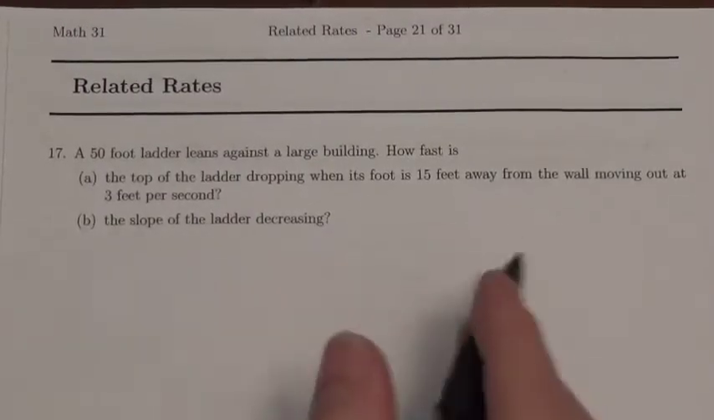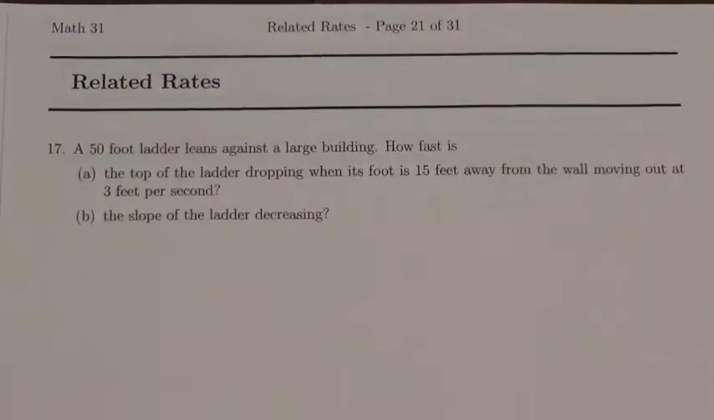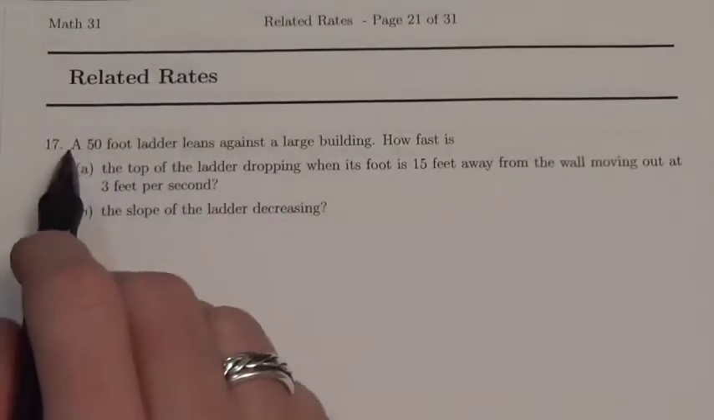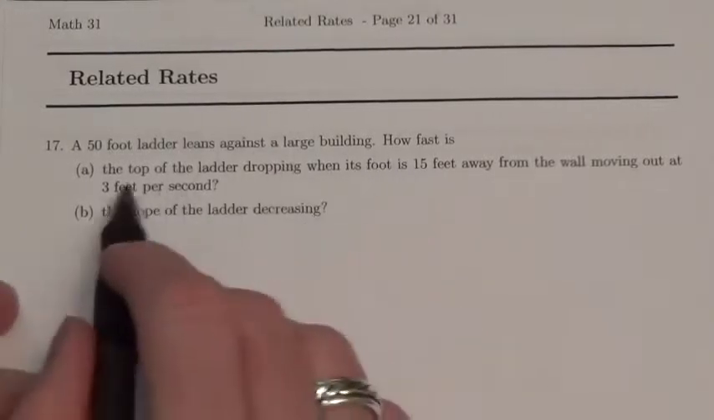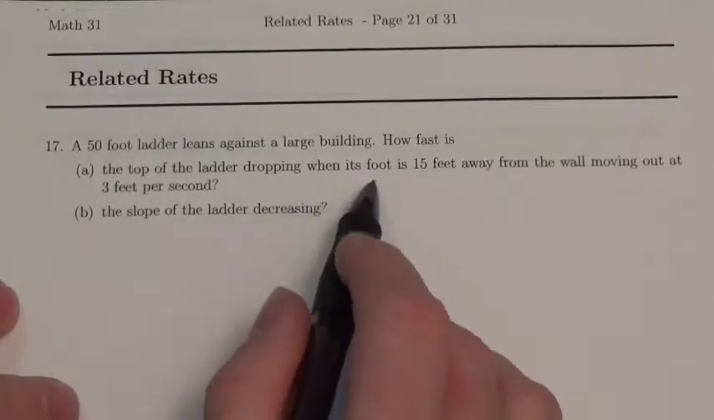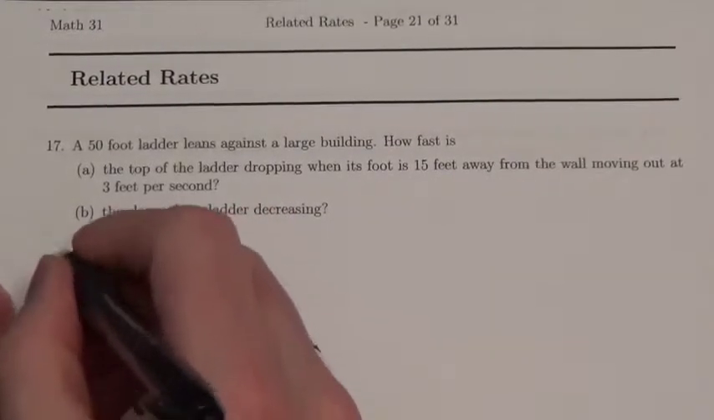Okay. So now in this question we're going to take a look at the ladder problem. And these ladder problems, these are classic calculus sorts of problems here. So a 50-foot ladder, it's a long one, leans against a large building. How fast is the top of the ladder dropping when its foot is 15 away from the wall, moving out at 3 feet per second? Okay, let's take a quick look at this.